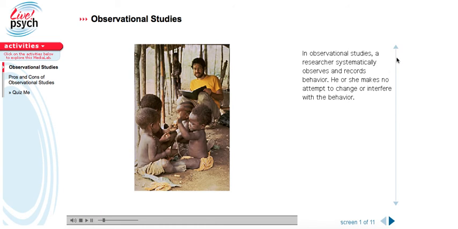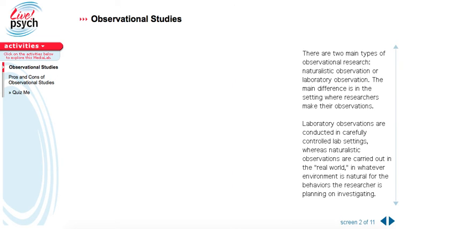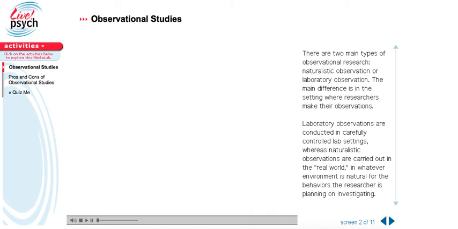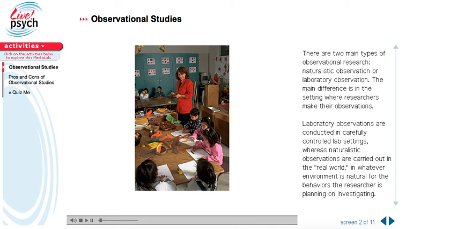In observational studies, a researcher systematically observes and records behavior. He or she makes no attempt to change or interfere with the behavior. There are two main types of observational research: naturalistic observation or laboratory observation.